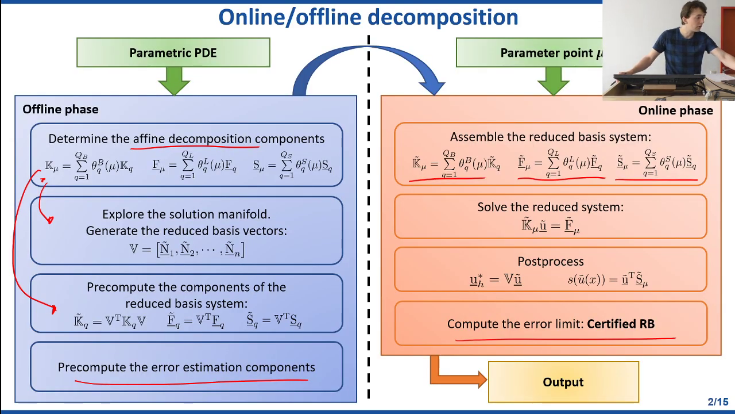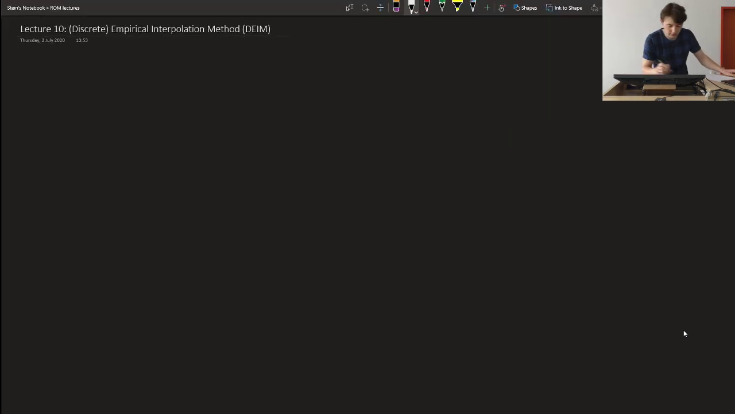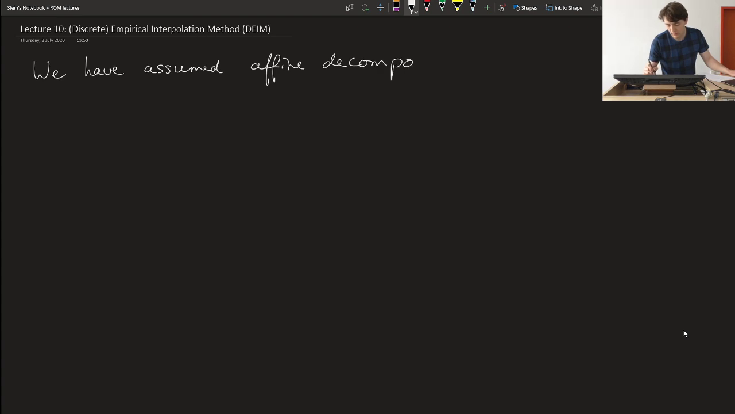Then I'll switch over to my notes. So firstly, I would like to make a list of where exactly we see this affine decomposability. So where have we assumed this? Yes. So we have assumed the affine decomposition at the following points for our bilinear form.